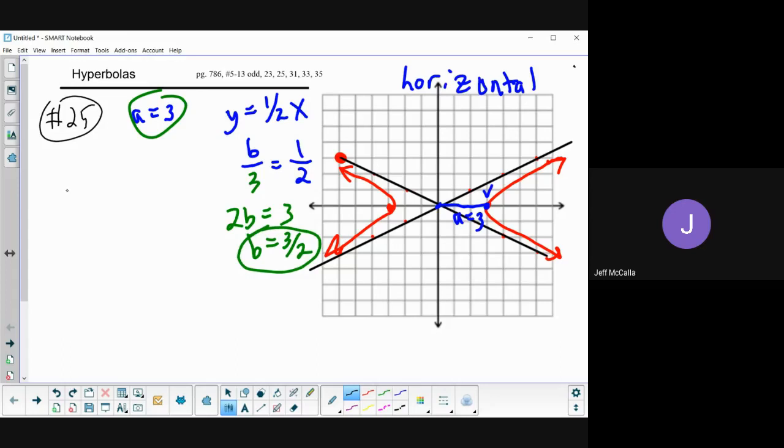So it'd be horizontal, so the x squared goes first. There's a minus sign because it's a hyperbola, and it's equal to 1. I always just think underneath x is horizontal movement. It's moving 3 to the right here, so that's going to be 3 squared. So that's a squared, which is 9. And this is going to be my b squared. B is 3/2, so that's going to be 9/4.